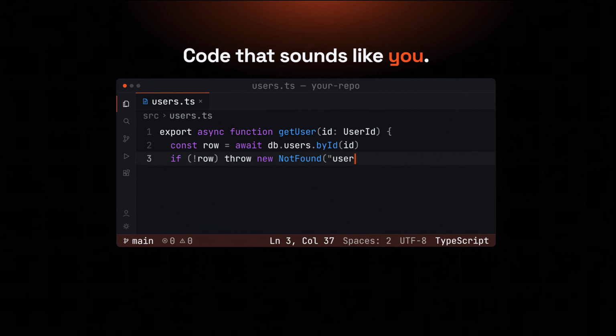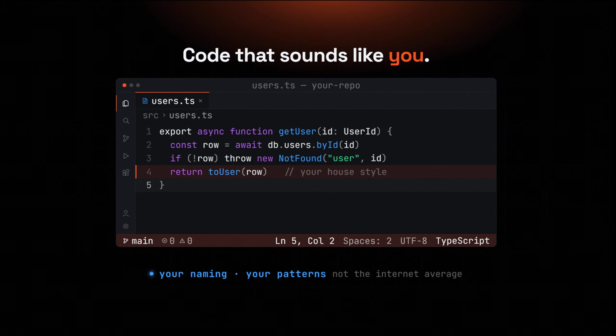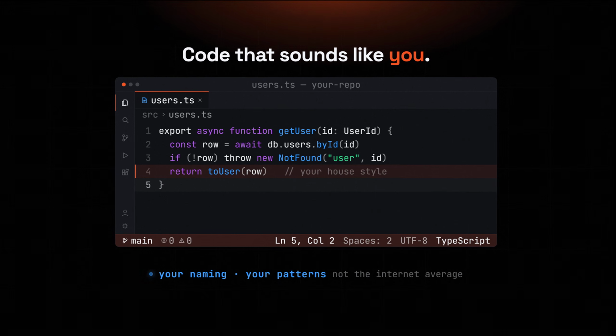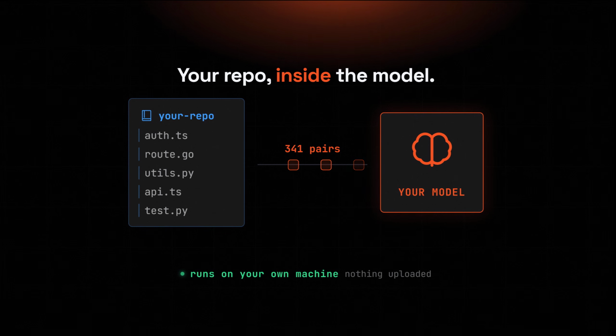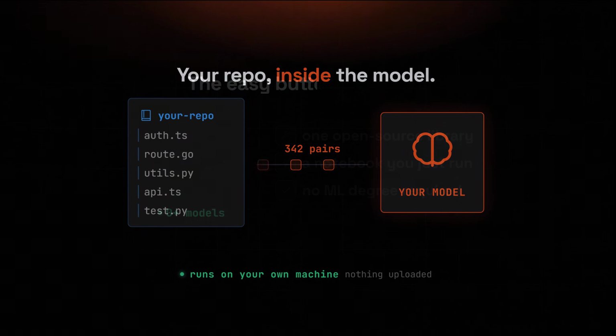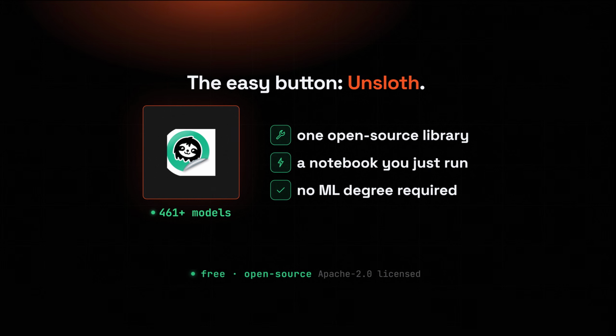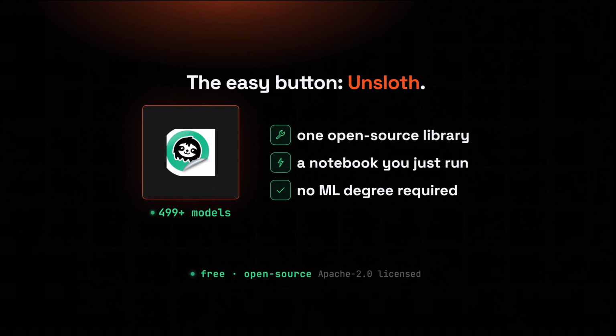Imagine a coding model that writes code the way you do. Your naming, your patterns, your stack. Not the internet average. Your codebase, baked right into the model, and it runs on your own machine. We are going to build exactly that today, using the simplest tool for the job, Unsloth.